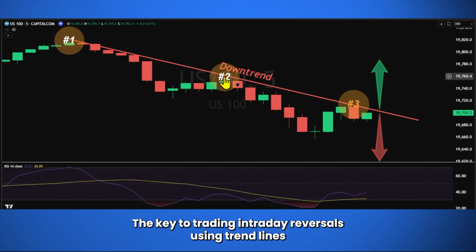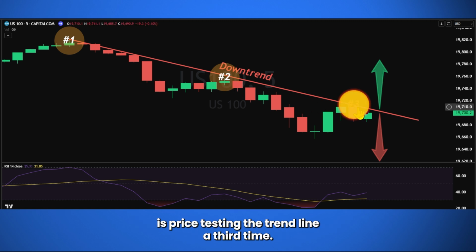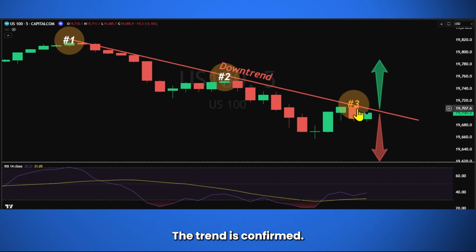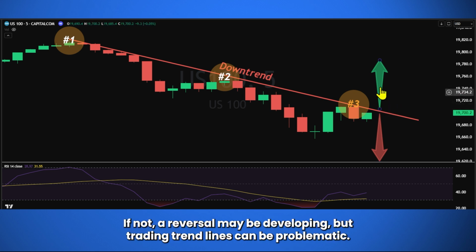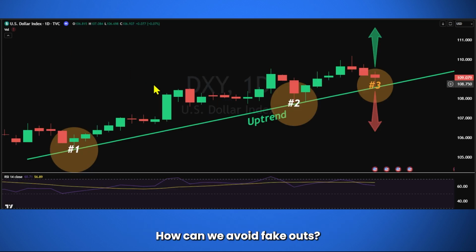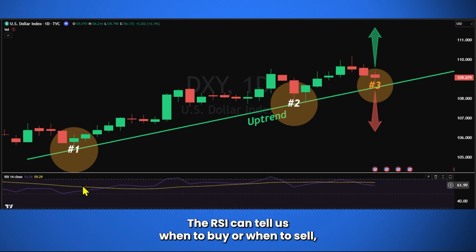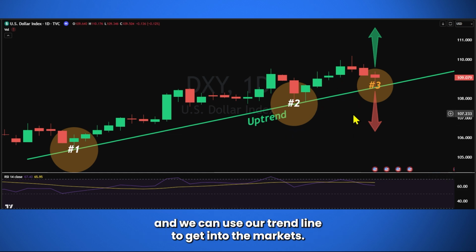The key to trading intraday reversals using trend lines is price testing the trend line a third time. When price touches the trend line for the third time and bounces off of it, the trend is confirmed. If not, a reversal may be developing. But trading trend lines can be problematic. How can we avoid fake outs? A good way to improve performance is to consult one of our favorite technicals, the RSI. The RSI can tell us when to buy or when to sell, and we can use our trend line to get into the markets. Okay, let's trade.